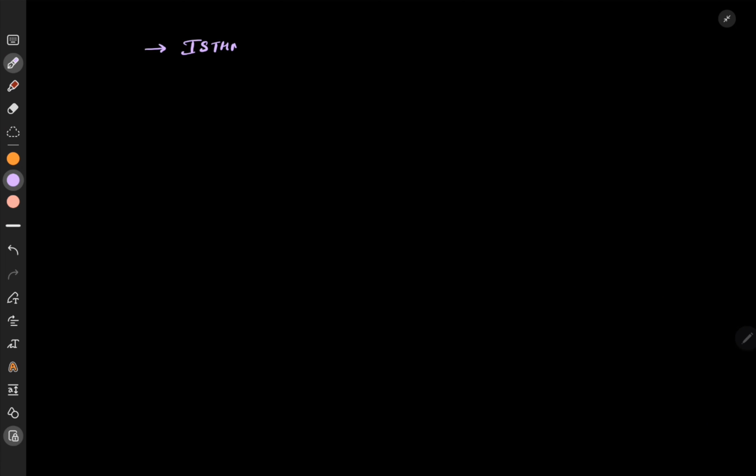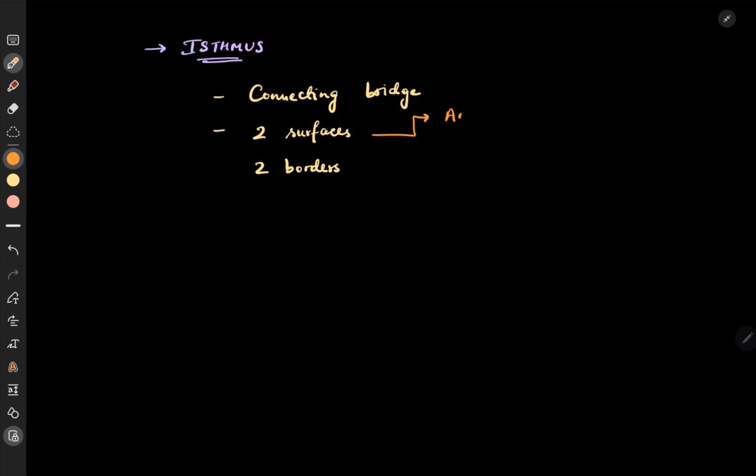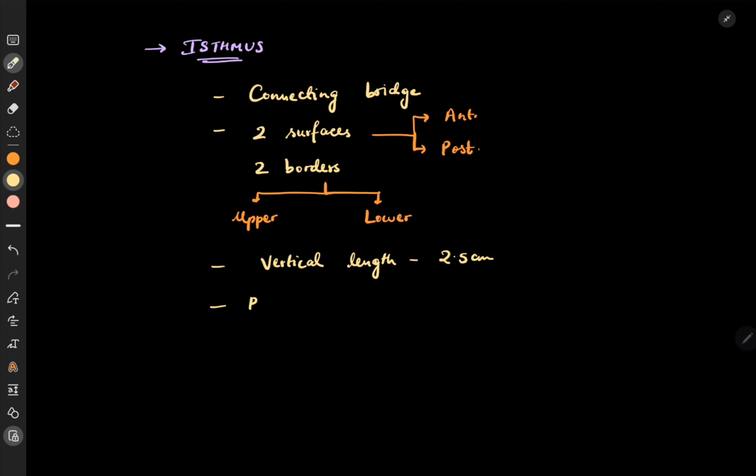Let us see about the isthmus. It acts as a connecting bridge which is present anterior to the tracheal rings. There are two surfaces and two borders. The surfaces are anterior and posterior, and the borders are upper and lower borders. Its vertical length is approximately 2.5 centimeters.